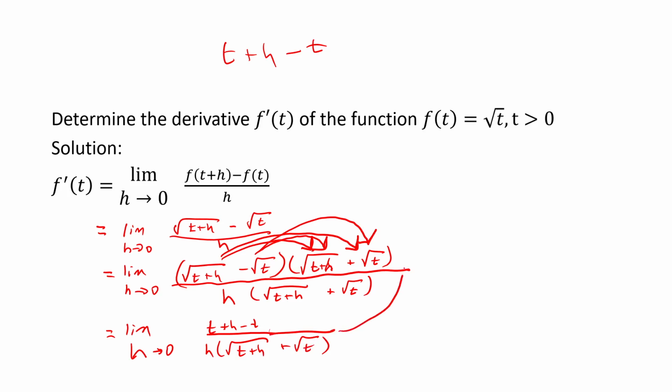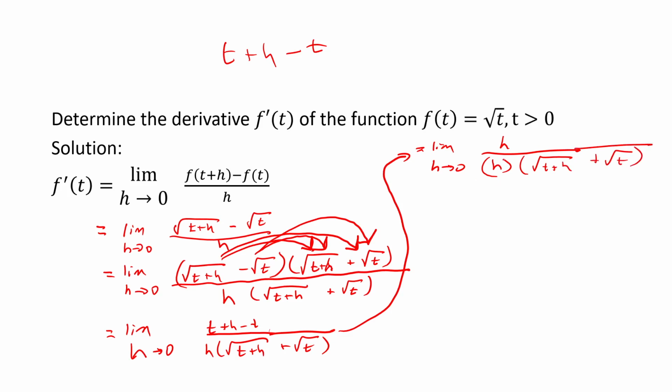I can simplify that numerator. It's simply h. My denominator is h times the square root of t plus h plus the square root of t. And now I can cancel out these factors. Remember, what we're doing when we cancel out is divide. So I'm dividing the denominator by h, and I'm dividing the numerator by h, so I'm leaving a 1 behind in the numerator.